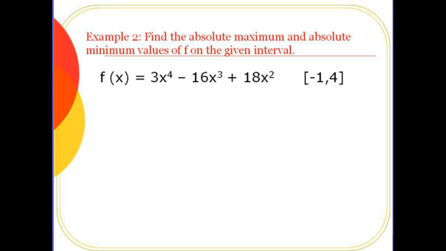Okay, so to use EVT, I think you're really going to like EVT. EVT essentially says, find the derivative, set it equal to 0. So what's the derivative? 12x to the third minus 48x squared plus 36x. What can I do to make this easier? Oh, yeah, factor out 12.